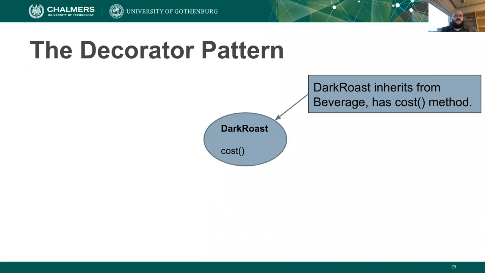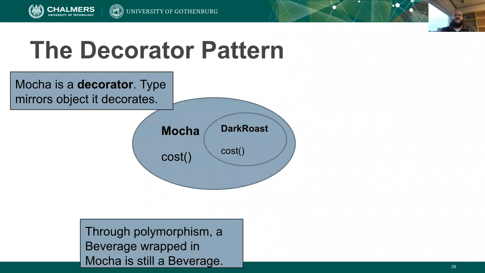So the customer wants a mocha, and so what we can do is create a mocha object and wrap it around the dark roast, right? So mocha is a topping here that they want in their dark roast. The mocha object is what we call a decorator. Its type mirrors the object it wraps, so it is also going to inherit from beverage. It attaches through a pointer the dark roast object. It's still a beverage, right? So it can be treated the same way. We know it offers this cost method. And so although conceptually mocha is a topping, design-wise it inherits from beverage and it also has a cost method.